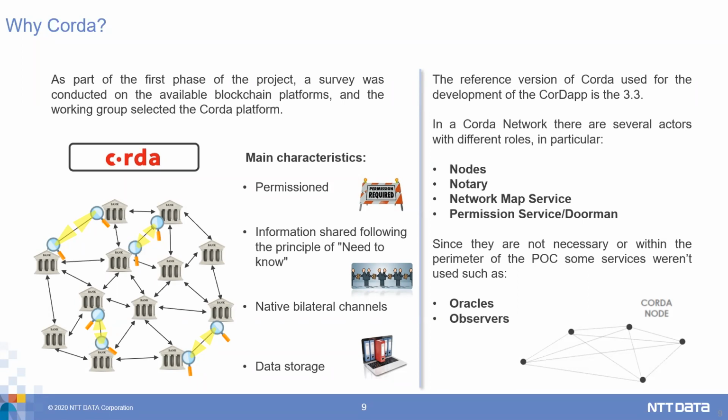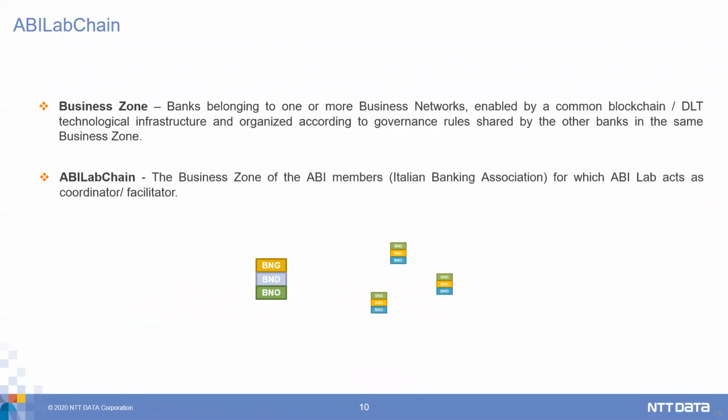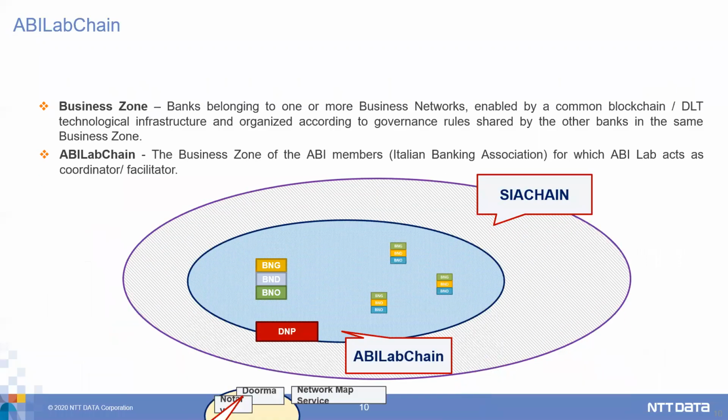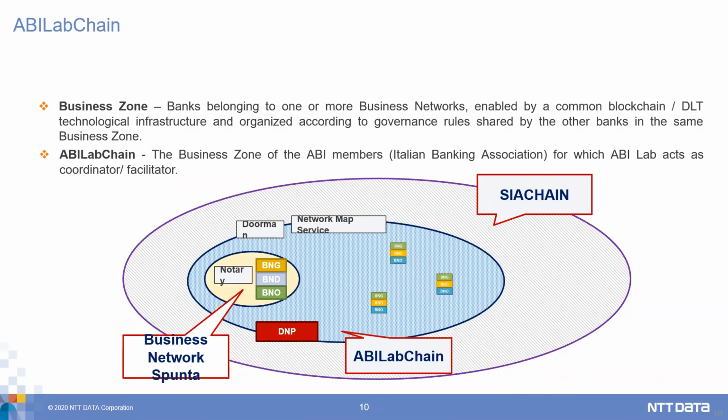But that's how we are using Corda today. As well, from the other side, it's about how the business network works. You have, of course, the notary and the different stakeholders and the different nodes, all in a business network. In this case, it's the Spunta business network.